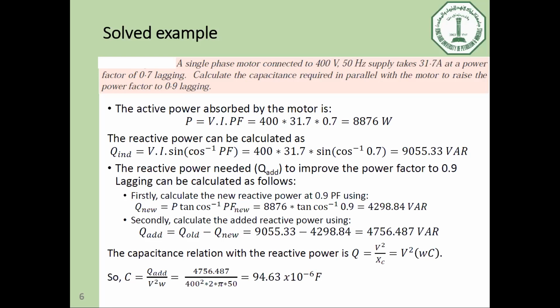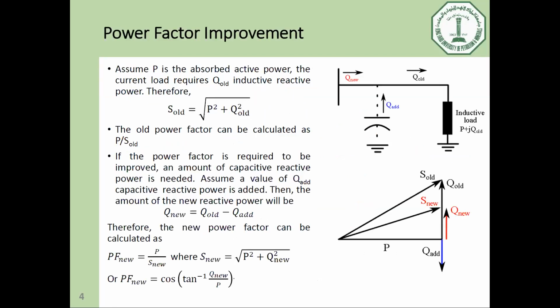This is number one. Number two, if you have a look at the circuit here, the voltage is V here, is it right? So when we add a capacitor here, it is going to take some current. So it's expected that the current absorbed from the supply will be different, not the voltage.